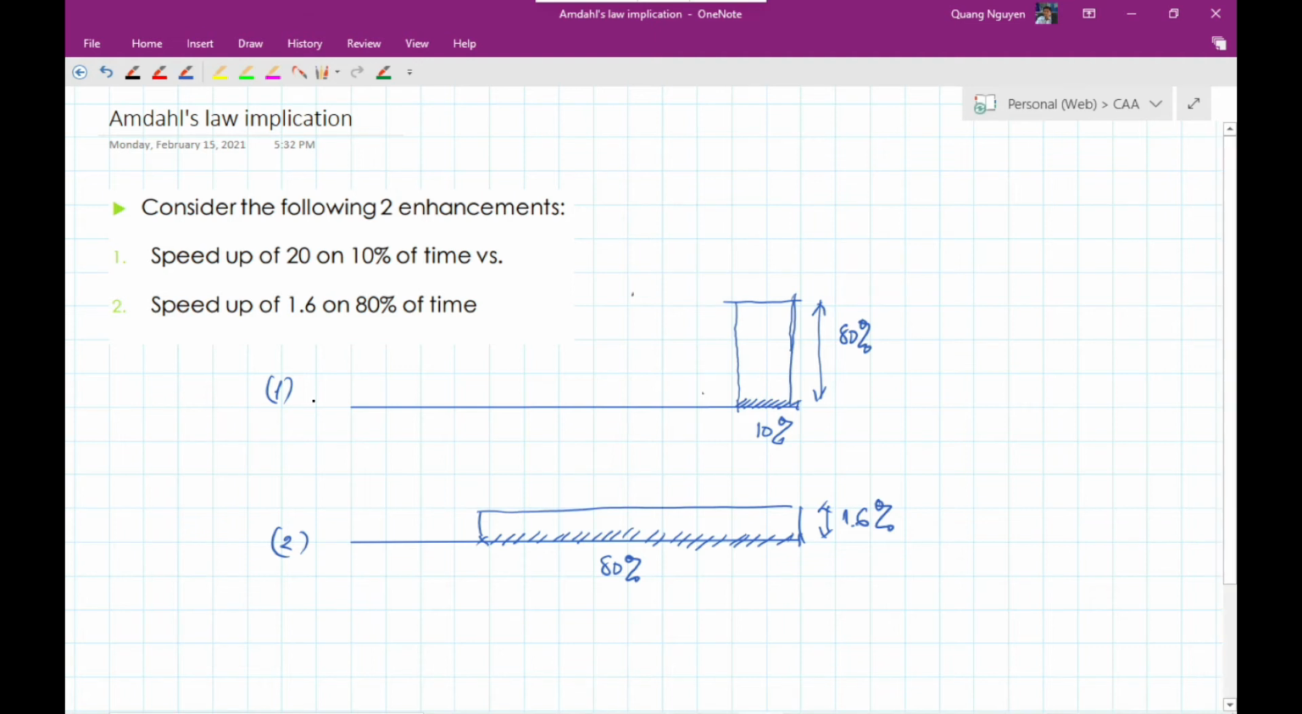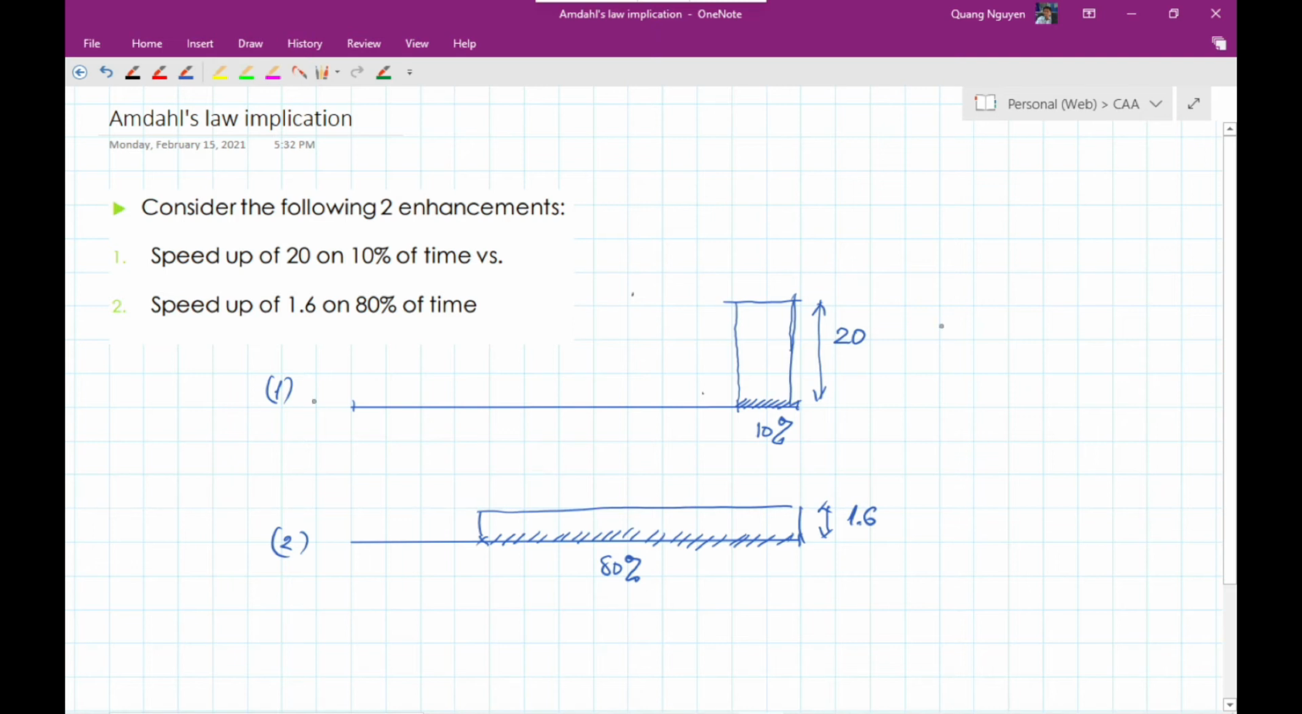This is my solution. I just want to visualize the circumstances of the problem. For the first circumstance, this line represents the time of the whole system. And for the first circumstance, you make a speedup of 20 times on 10% of the time. This is 20 times. You make an abrupt enhancement on the system, right? And for the second circumstance, we have the same line, and in this circumstance, you make an enhancement of only 1.6 times in comparison to the normal conditions. Now you need to calculate the speedup of each circumstance.